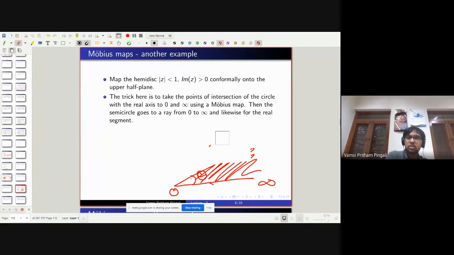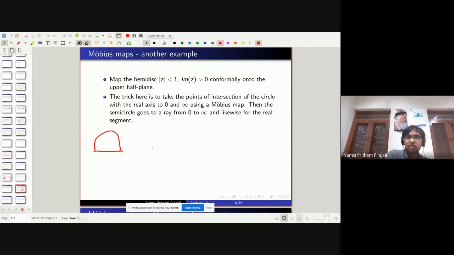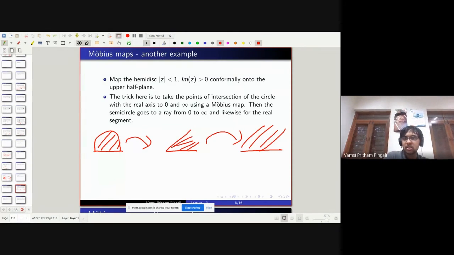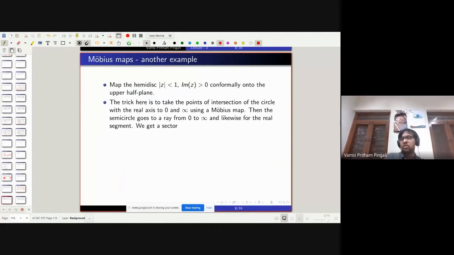So let me just tell you again. Using an appropriate Mobius map, I can make this go to this. How can I make this go to this? And here comes another trick that one of you was trying to suggest. Just take z goes to z raised to n. So we get a sector which can then be rotated using z raised to n.